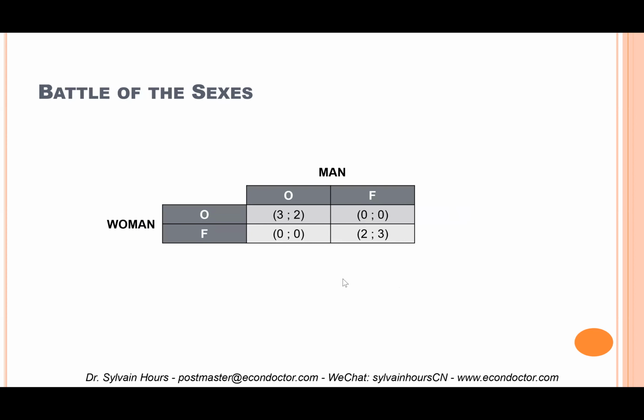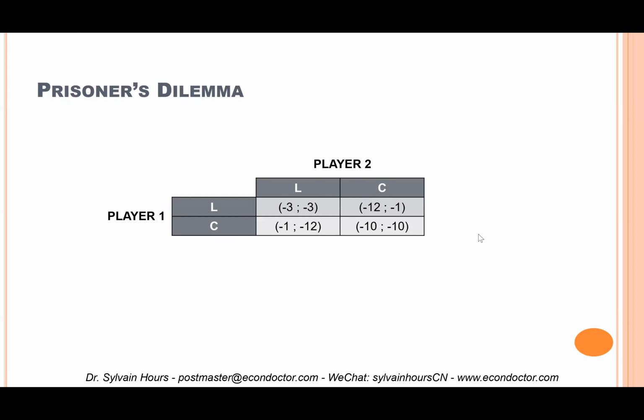All right, let's have a look at this one. And that's the same thing. You cannot say that opera is always better than football, or football is always better than opera, because again, it depends. If you are the wife, for example, whether opera is better than football depends on where your husband will go. Because it depends, it is not a dominant strategy, because a dominant strategy is always better. It doesn't depend on what the other player is going to do. So here, same thing, no dominant or dominated strategies in that game.